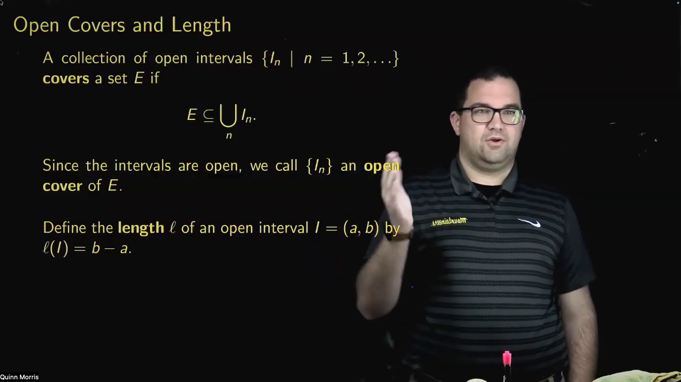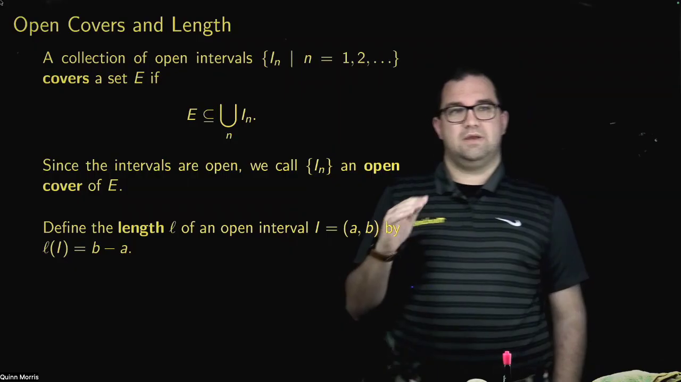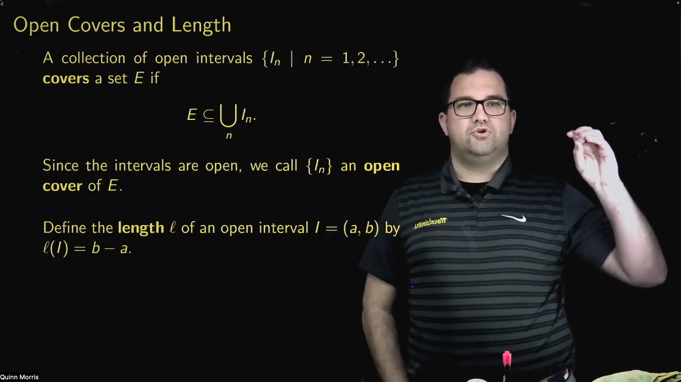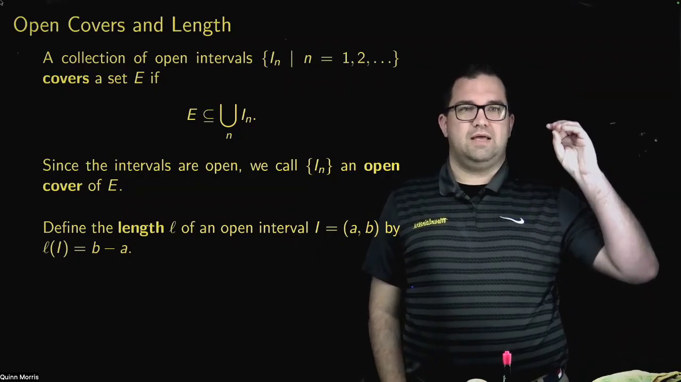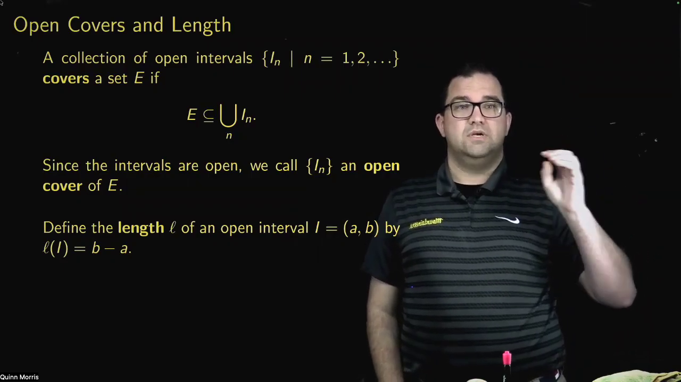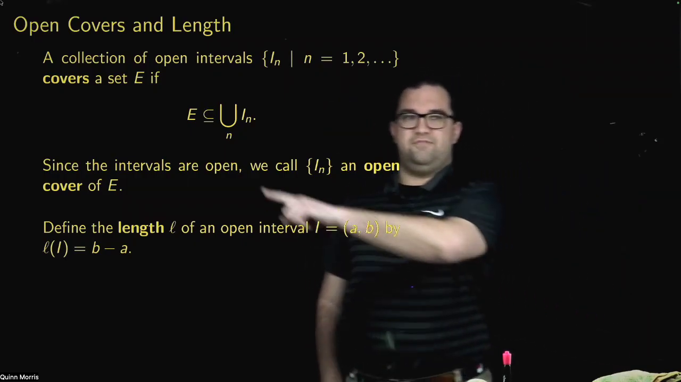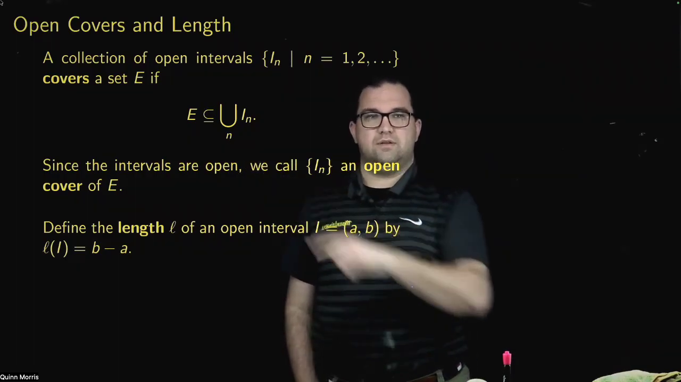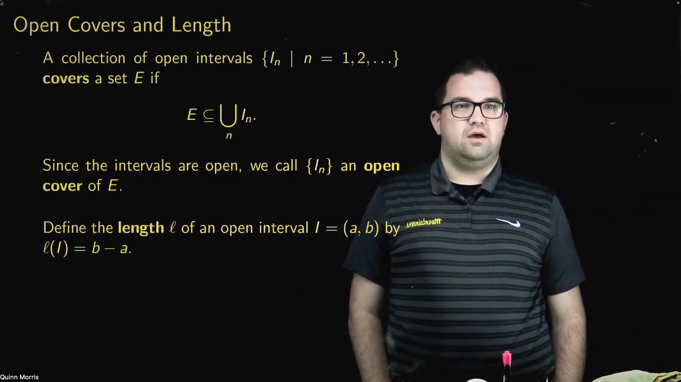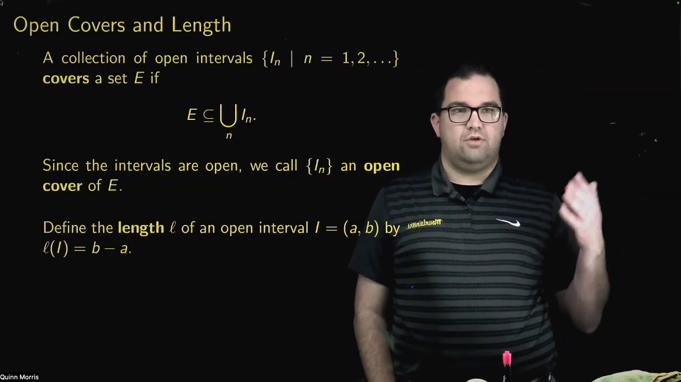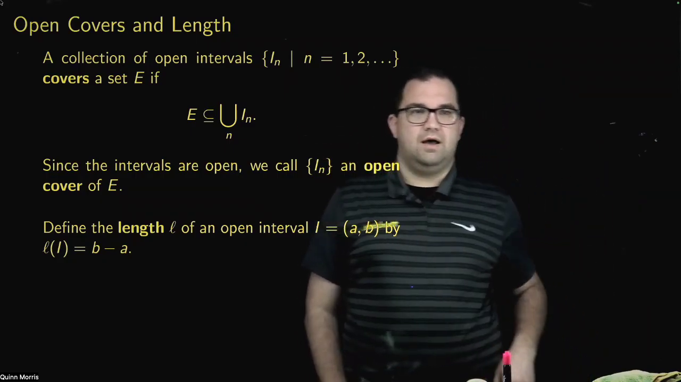So these end up being equivalent. But for our purposes in 5620, as we were talking about this, we actually want to restrict ourselves to open covers that are collections of open intervals. So a collection of open intervals covers a set E if E is contained in the union of the open intervals I_n. Okay. And again, since all of those intervals are open, this will be an open cover.